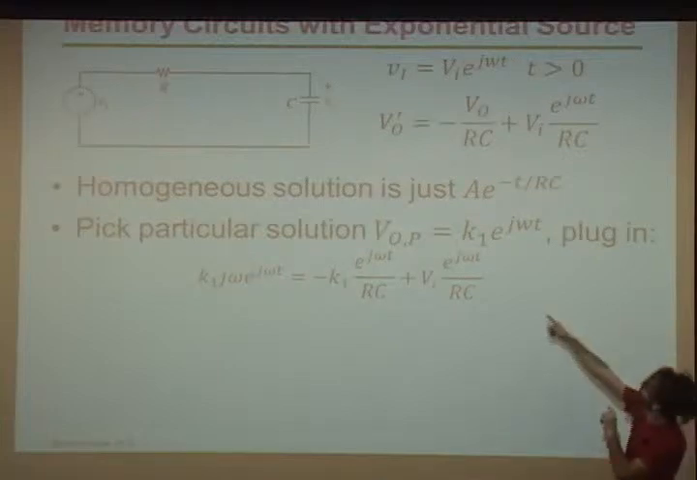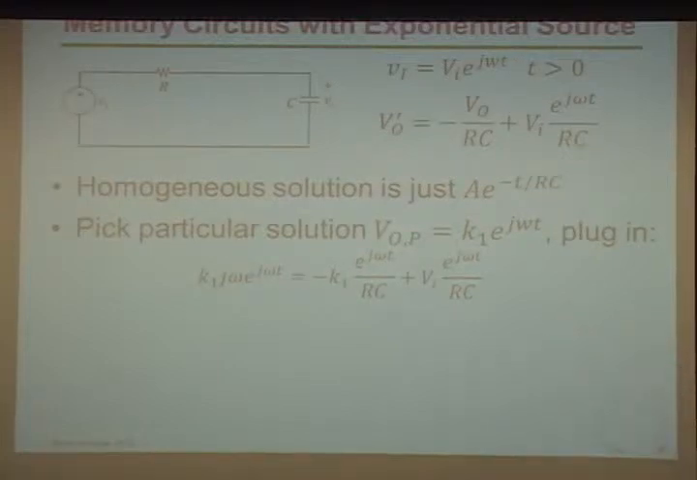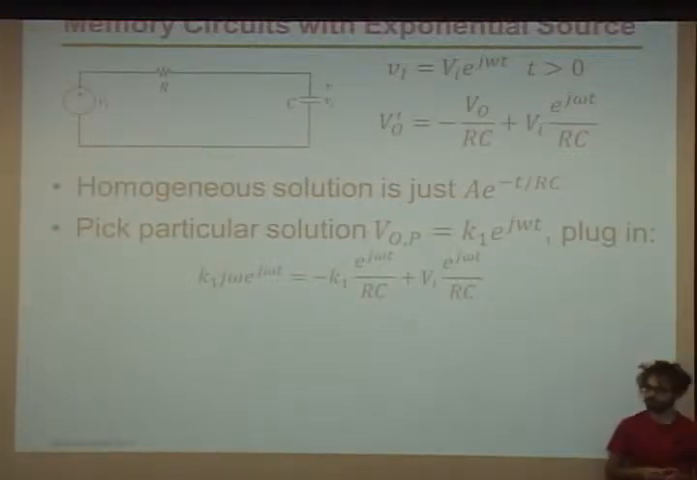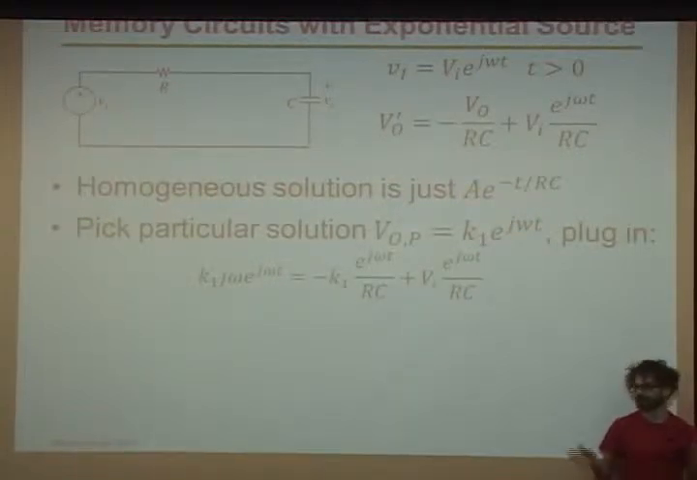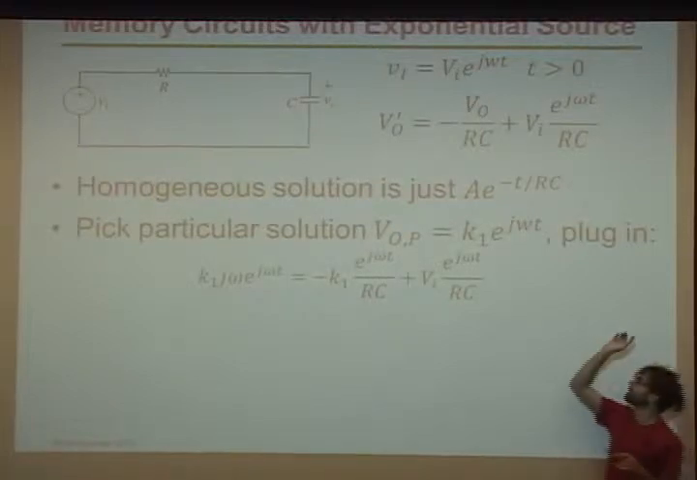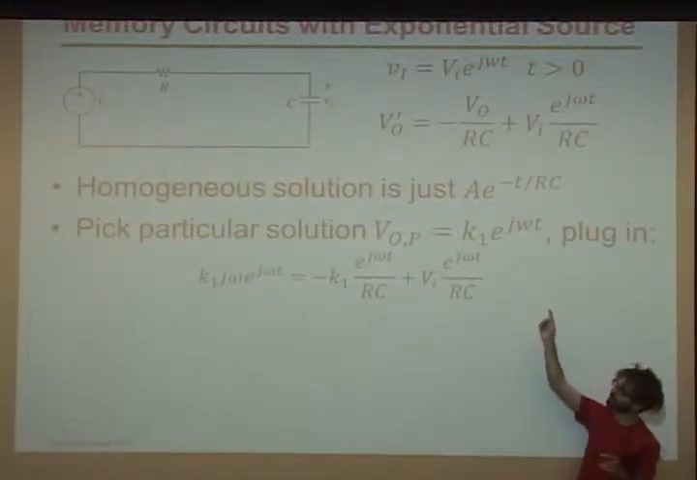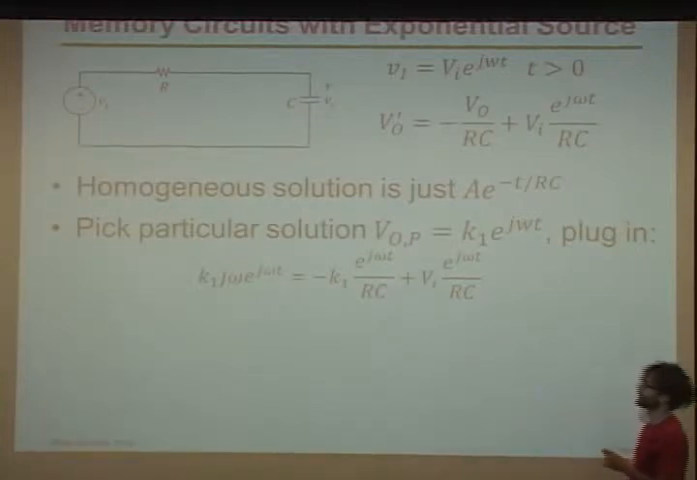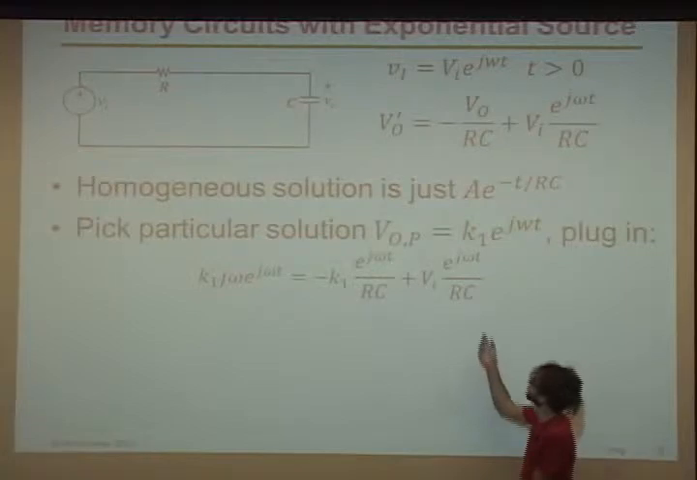is you take your guess, put it in there, and you end up with this equation. So what's our goal at this point? Yeah, so we're trying to find K1, right? This is just like, imagine you had a complex exponential source. The thing you would do is guess what the particular should look like, plug it in, and try and find K1.